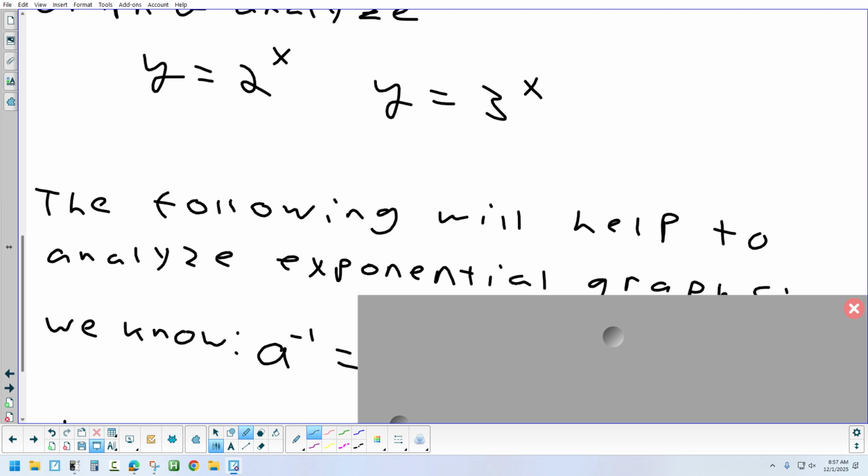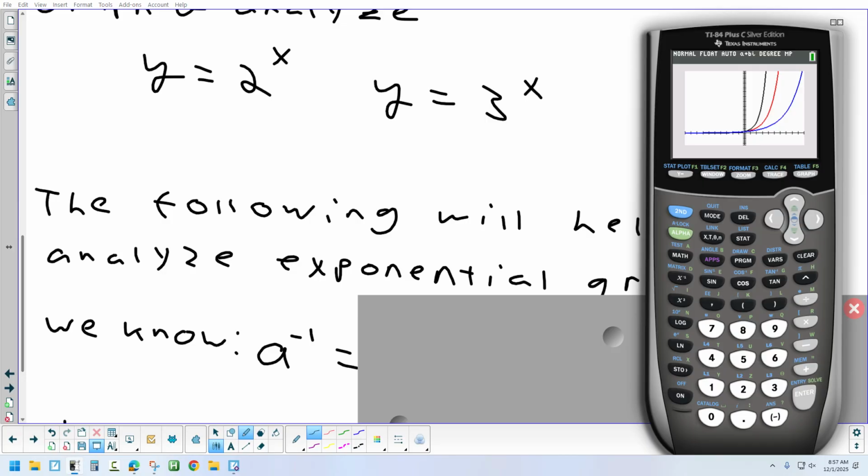Sure. Well, let's look at an example with numbers and see if we can then generalize what's going on. Let's take 2 and raise it to the -1 power. Here's 2 raised to the -2 power. Anybody see what's going on there?